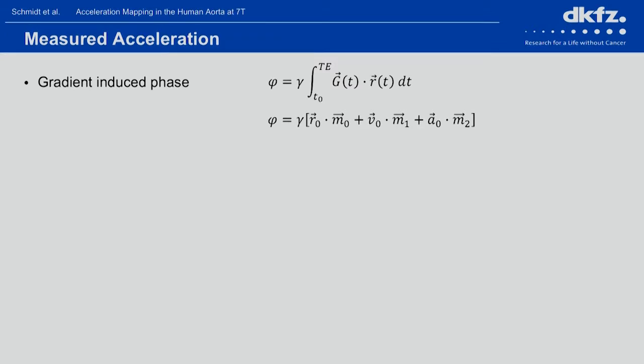Typically, if we consider only velocity, we make a Taylor expansion of the spatial coordinate, and we end after the term which has velocity in there. We can just take another term into our Taylor expansion, and we see that we can produce a phase proportional to our acceleration if we apply a second gradient moment.